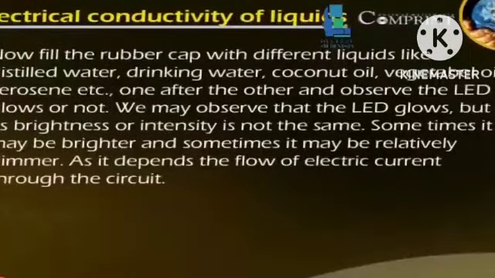Now fill the rubber cap with different liquids like distilled water, drinking water, coconut oil, vegetable oil, kerosene, etc. one after the other and observe whether the LED glows or not. We may observe that the LED glows, but its brightness or intensity is not the same. Sometimes it may be brighter and sometimes relatively dimmer, as it depends on the flow of electric current through the circuit.